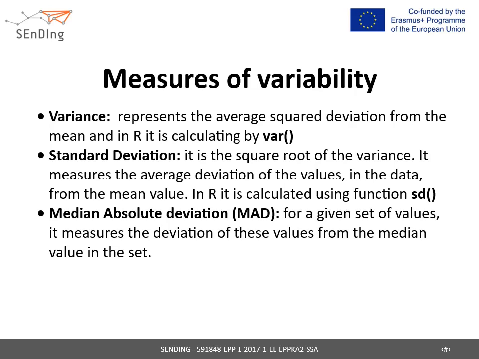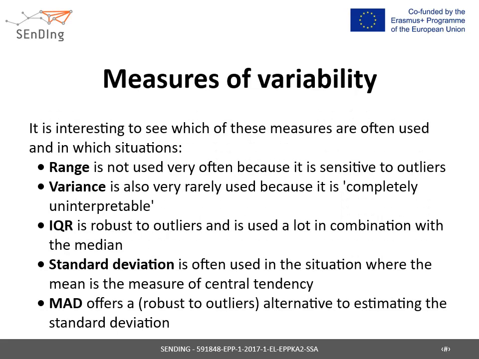The median absolute deviation, MAD, when given a set of values, measures the deviation of these values from the median value in the set. We show the functions R provides for calculating measures of variability, and it is interesting to see which of these measures are often used and in which situations.